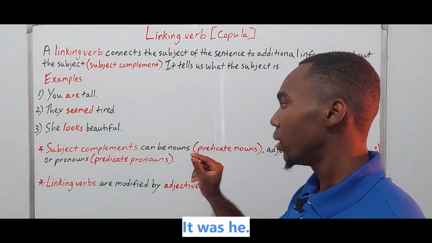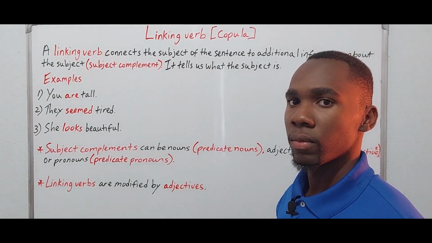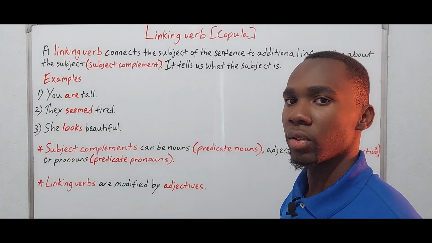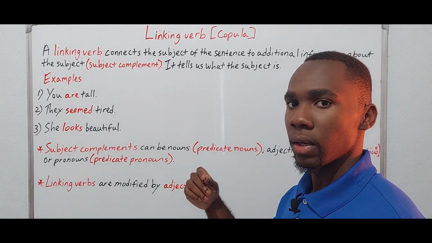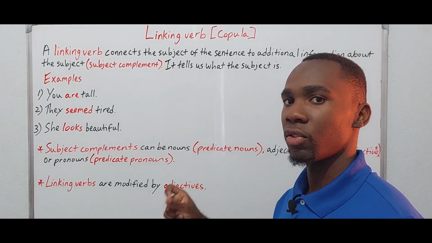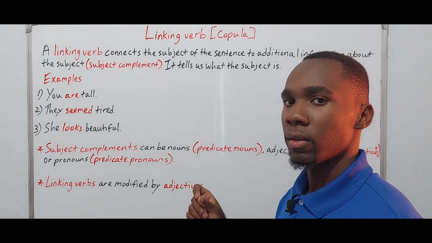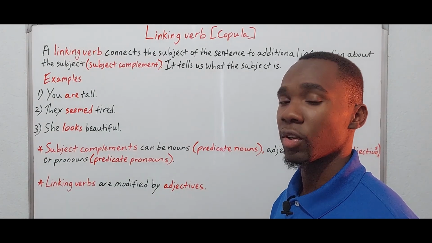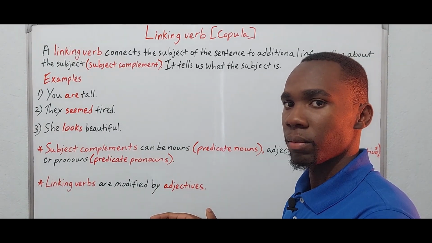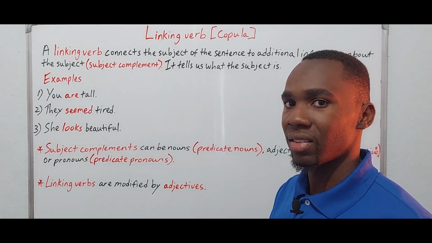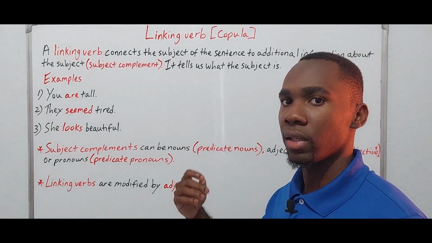So anytime you are using a pronoun after a linking verb, it has to be a subject pronoun, because you cannot use an object pronoun there. If you're using a linking verb with a pronoun, the pronoun has to be the subject pronoun. So it was he. Because remember, we're not talking about action verbs, we're talking about linking verbs. The pronoun provides additional information about the subject. It's not receiving any action, so you do not use the object pronoun.